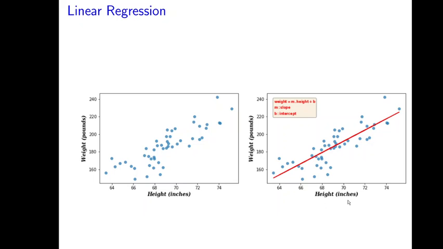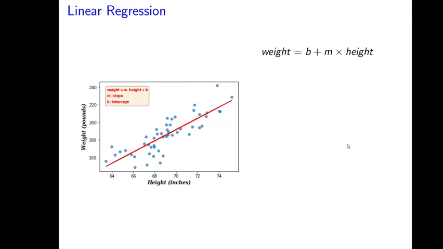So for instance, if we consider the height is the regressor or the predictor variable and the weight is the target variable, we can have a line defined by m times height plus b, where m is the slope of the line and b is the base or the intercept of this line, such that we can predict the value of a person's weight given his or her height. So this is simply the idea of linear regression.